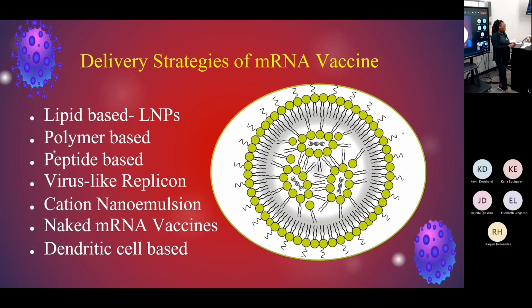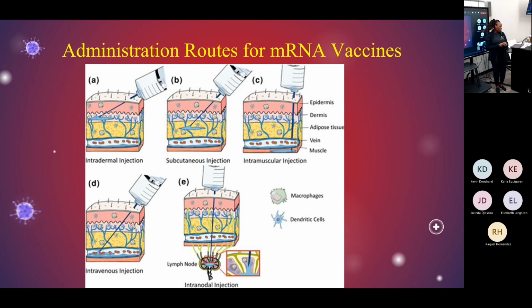Then you have naked mRNA vaccines. So like I mentioned earlier, when the mRNA is naked, it's not encapsulated by anything. So when you do want to use a naked mRNA vaccine, it doesn't need an additional carrier. So it just needs to be dissolved in a buffer solution and then injected directly into the patient. And then finally, we have dendritic cell-based. So we know that dendritic cells are the best antigen presenting cells. So in this case, you're going to extract dendritic cells from the patient. You're going to reprogram them using mRNA, administer them back into the patient, and that's going to elicit an immune response.